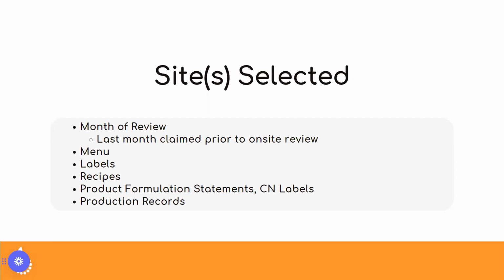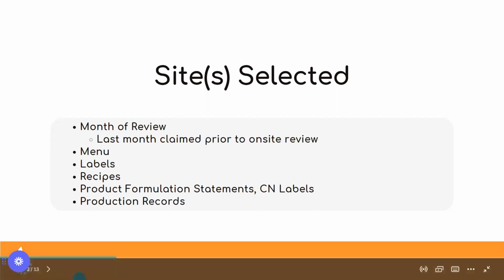You're going to want to include product formulation statements, CN labels for the items on the menu. Please make sure that these are directly from the manufacturer itself and not something that you're downloading from your food distributor's website that is just the page with information on it. It needs to be the official document from the manufacturer that shows what's in that item and the crediting statement. You're also going to want to include your production records for both breakfast and lunch for the month of review for the site or sites that have been selected.